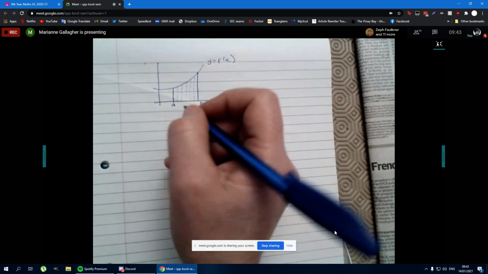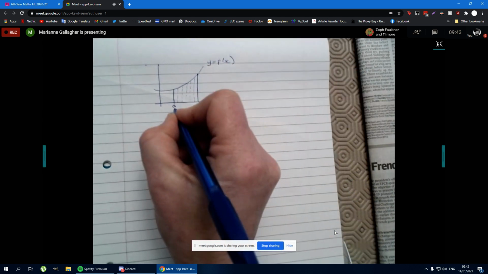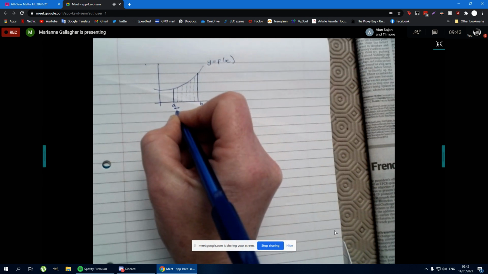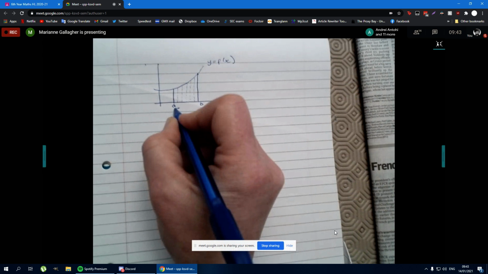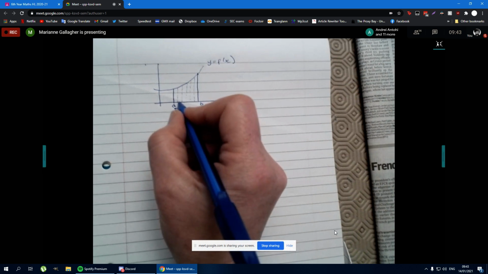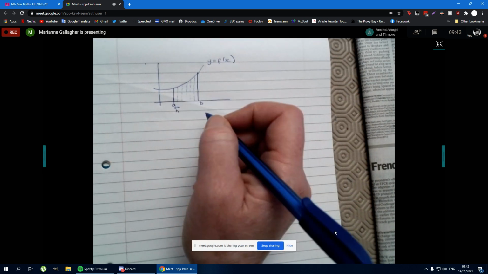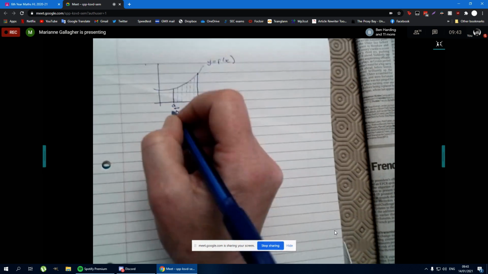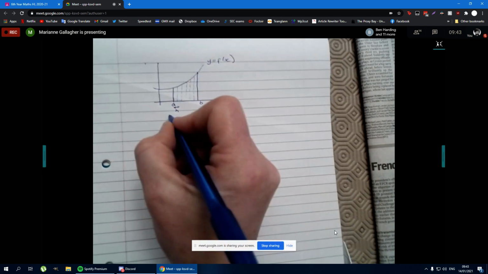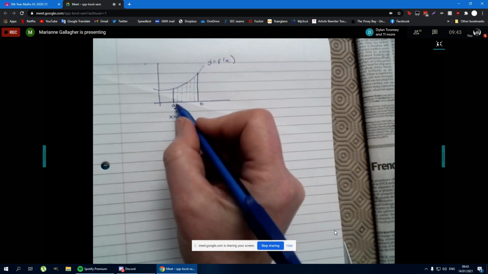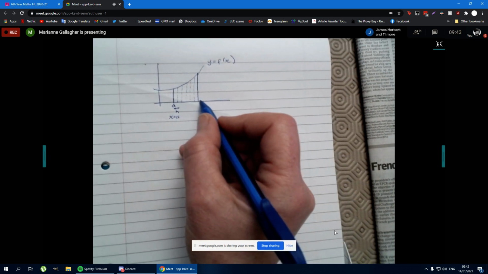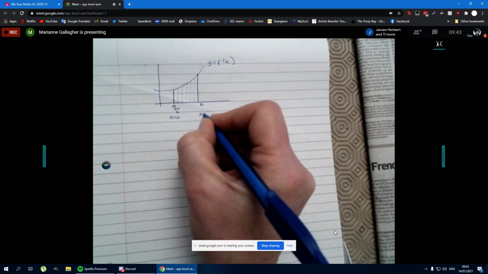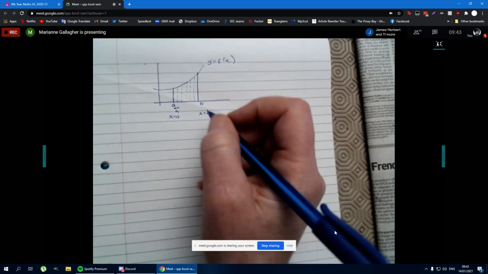Each of those slices we call h wide, so they're all the same width. The first point we'll call x equal to a. Then you've got x plus h, x plus 2h, x plus 3h, all the way up to b, finishing with x equal to b.